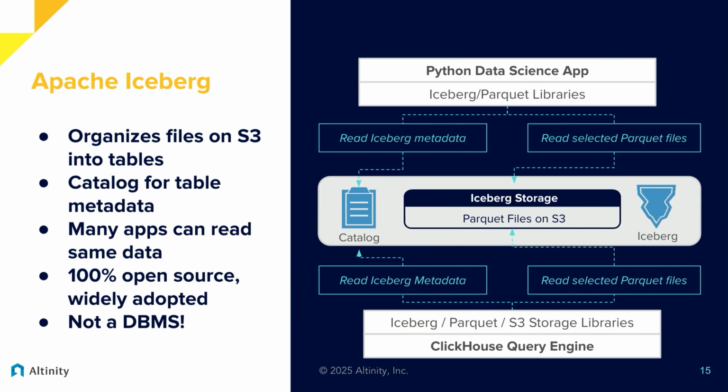Also, there is Iceberg. If you have Parquet files, you need to organize them, and there are tools to do it. One of them is Iceberg, which helps you to organize data on S3. It exposes this data as tables using so-called catalogs. These catalogs can be used by many applications that connect to this data, and they see the same data and run the same queries. It is open source, but it's not a database management system. It can only provide the information about the data, but you need a tool to query this data.